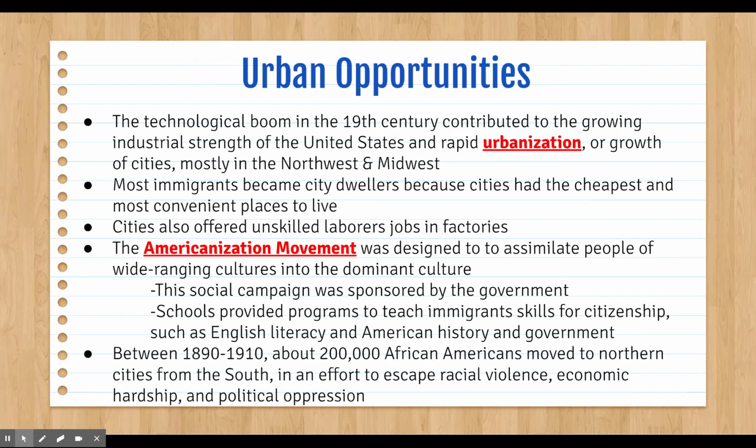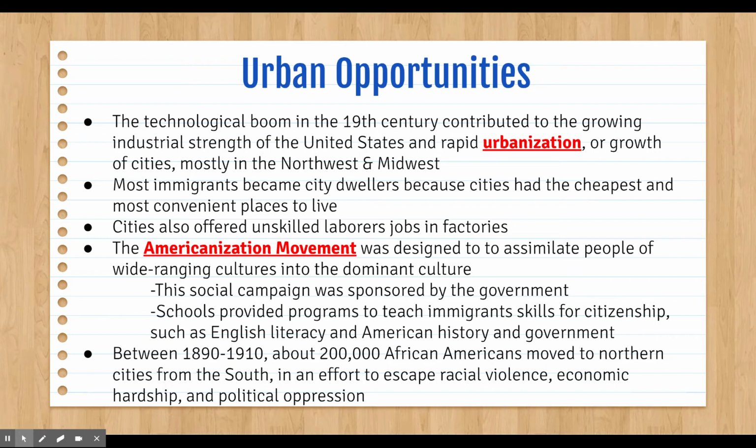Between 1890 and 1910, about 200,000 African Americans moved to northern cities from the South. This is what we would refer to as a migration. So they're already here in America, but they're just now relocating to the city. So not only do we have immigrants from other countries coming to the city, but we also have this migration of people leaving farms and going into the cities.